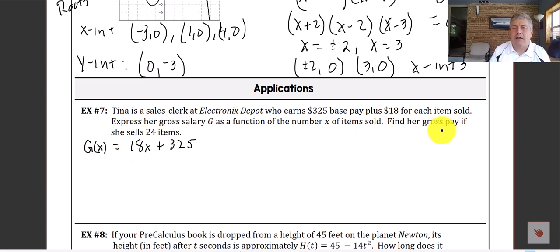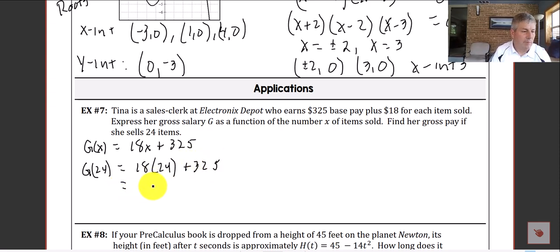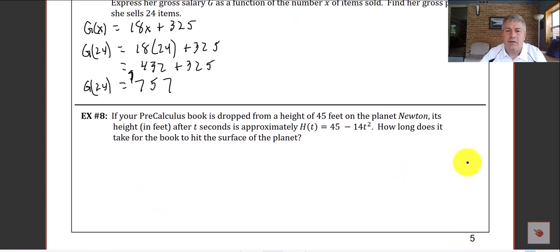Find her gross pay if she sells 24 items. We're going to put 24 in for x, and we go 18 times 24 plus 325. We might need our calculator for 18 times 24. That's 432 plus 325, and G of 24 then. She sells 24 items, she will earn $757.